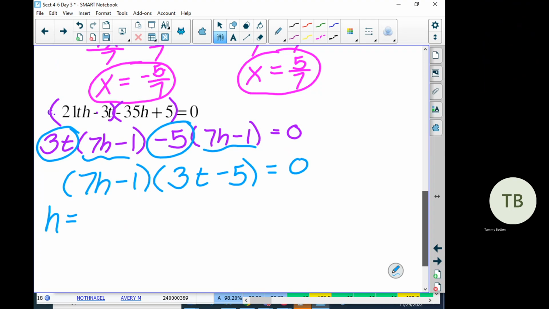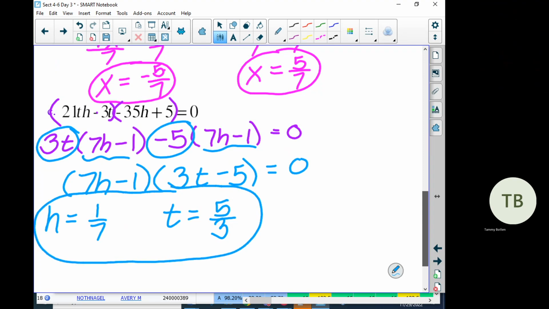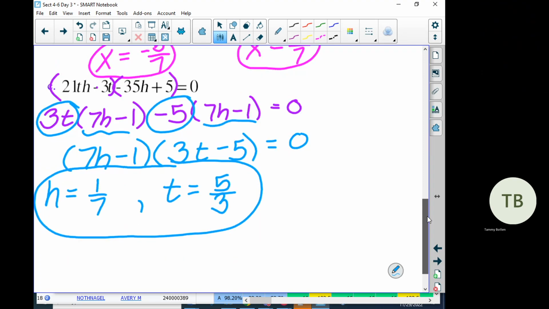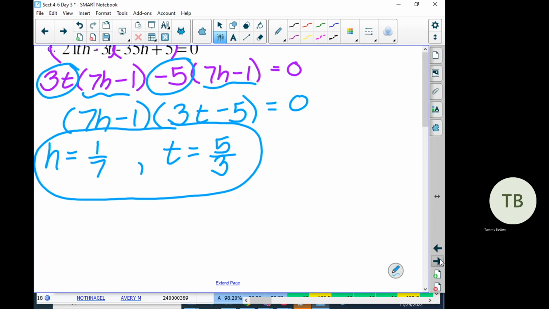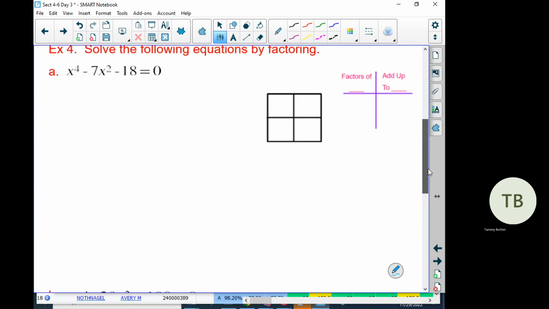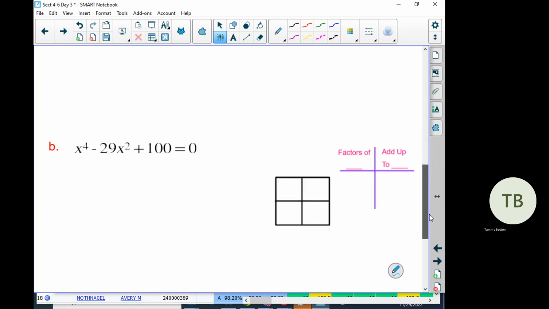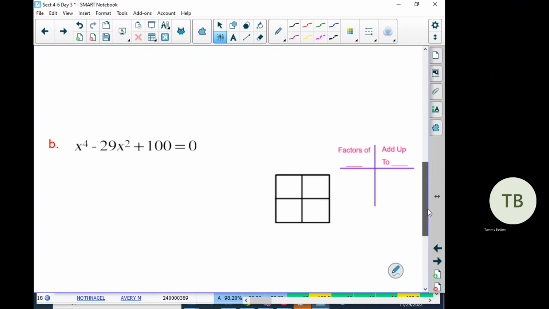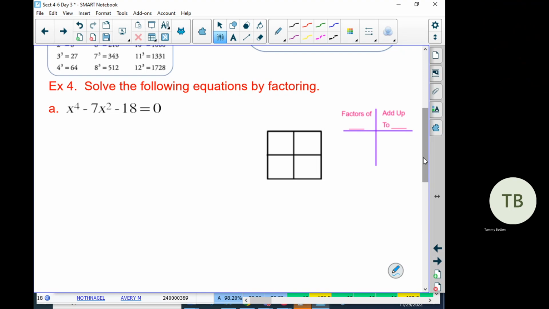If we did that shortcut way, you take the opposite of this, which would be a +1, and you divide it by that, so it'd be over 7. When I do my t, I do the opposite of this, which is a +5, and I divide it by 3. Those are my answers. And notice one's an H and one's a T. All right, so let's see here. Let's do this one.